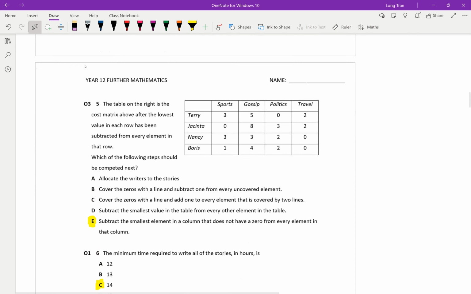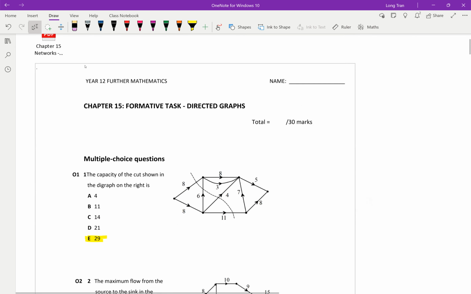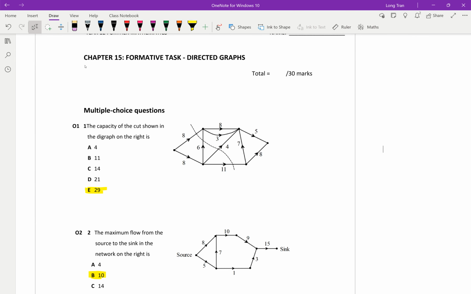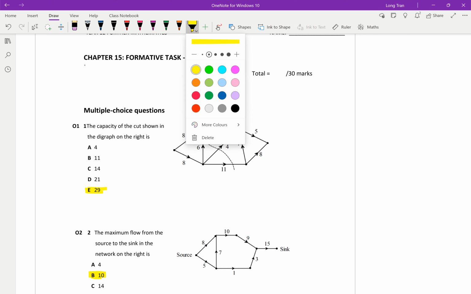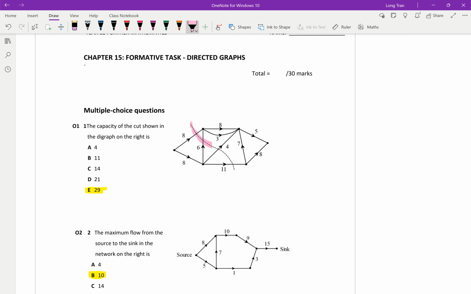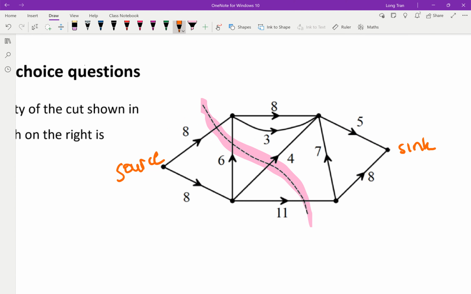Okay, so let's have a look. Question 1. It says the capacity of the cut shown. So we've got a cut over here. I'm just going to highlight it in a different color. We've got this cut right here. And remember that the idea is you've got to imagine it separating this source from the sink. So essentially, there is no water flowing from the source to get towards the sink.